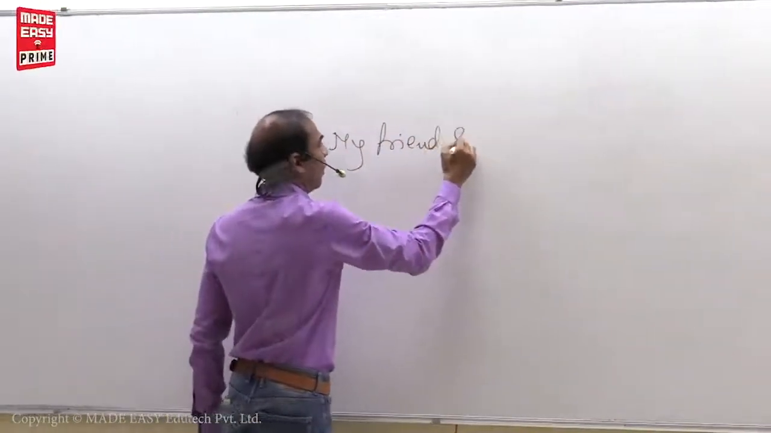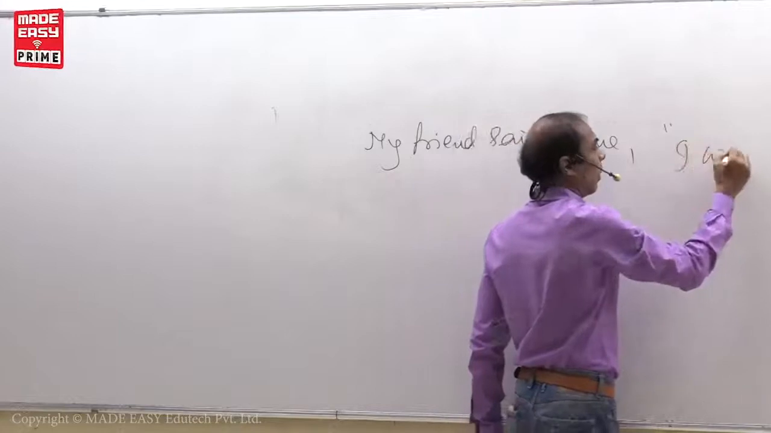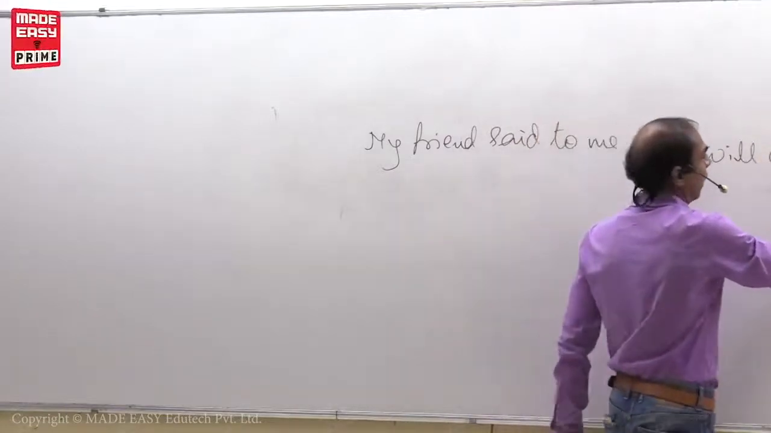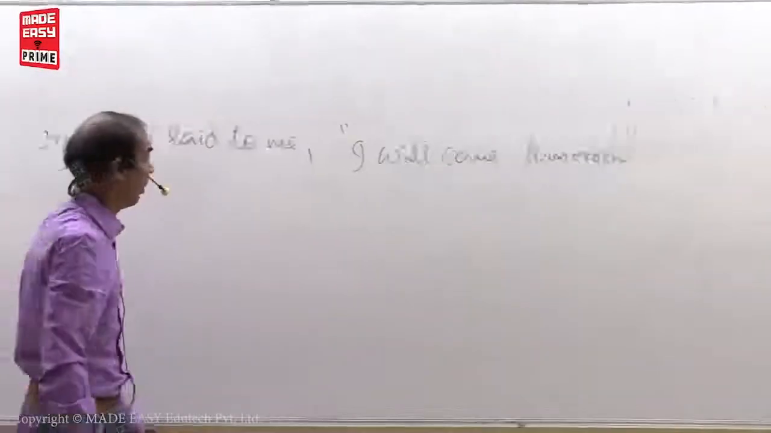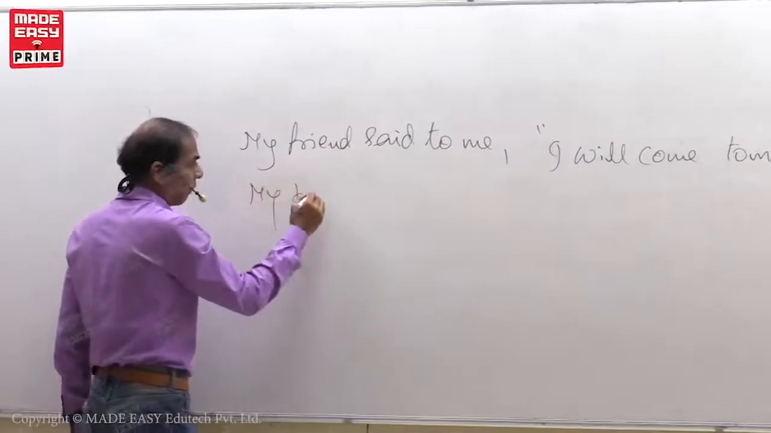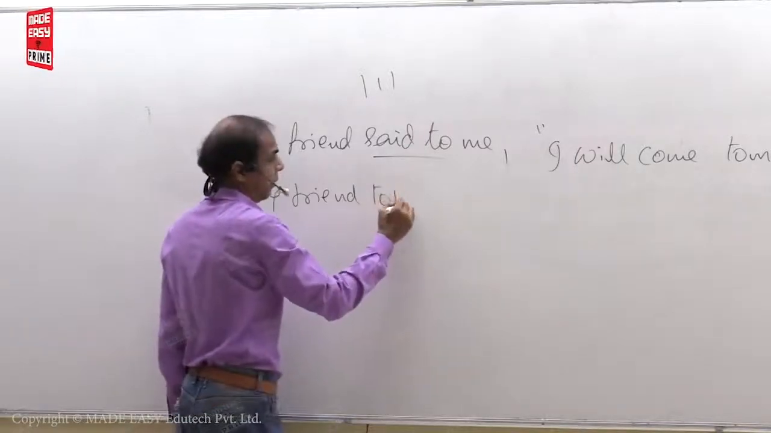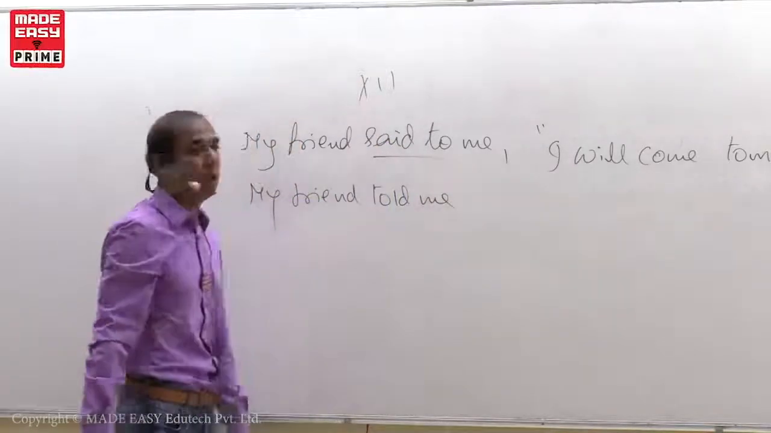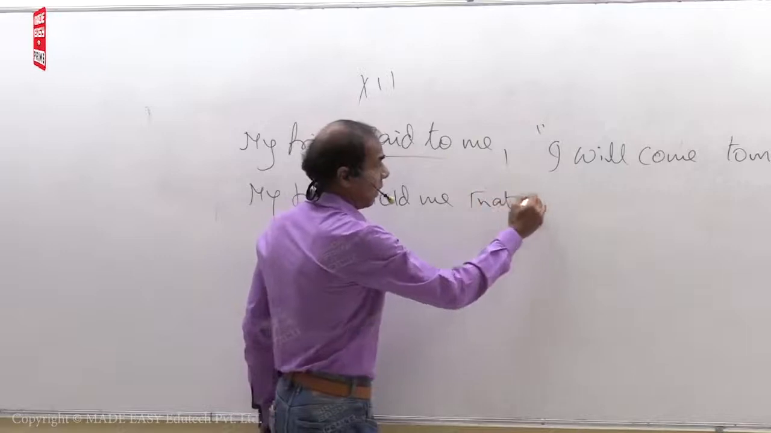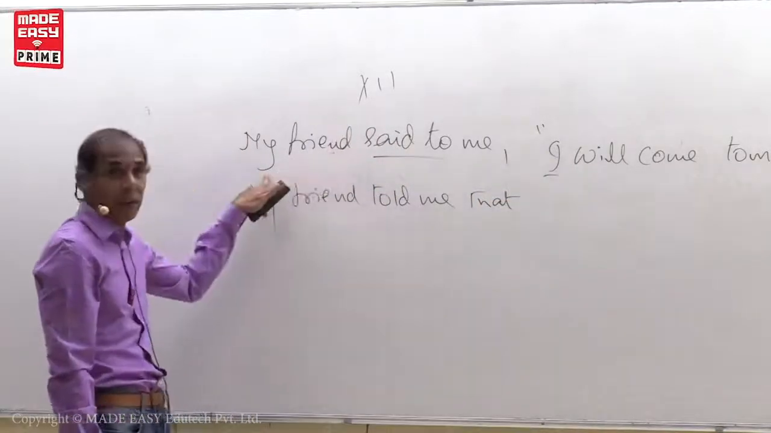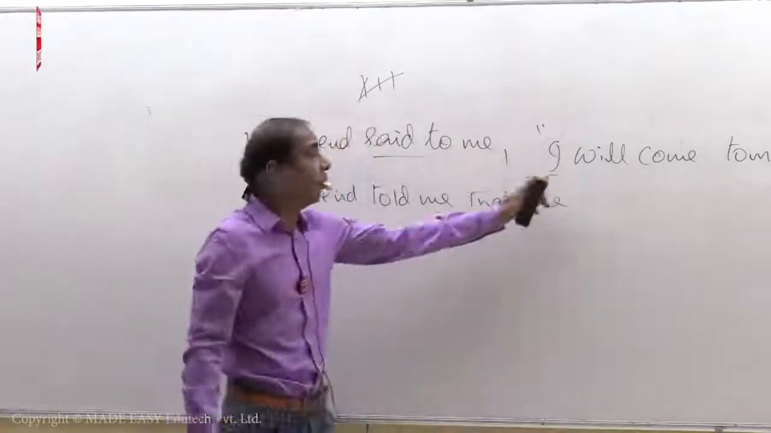My friend said to me, I will come tomorrow. I will come tomorrow. Very easy. My friend, first rule 1, 2, 3, said to changes as told. My friend told me. Rule number 2, connect the two sentences with that. Right? Change the person in the direct speech in relating to the speaker. Speaker, my friend. Male or female, right? That he.